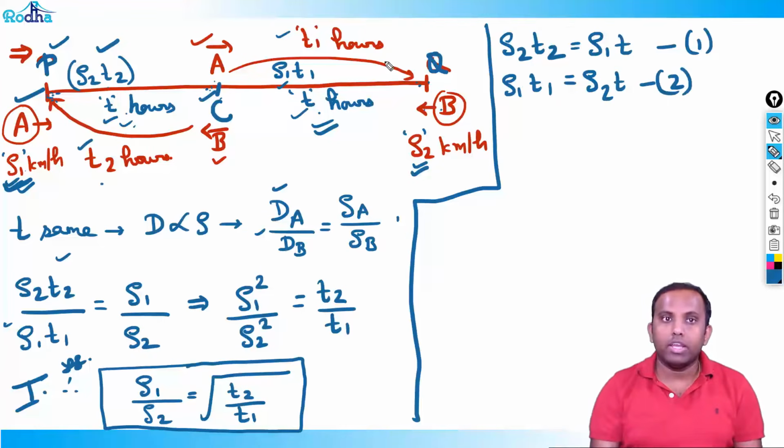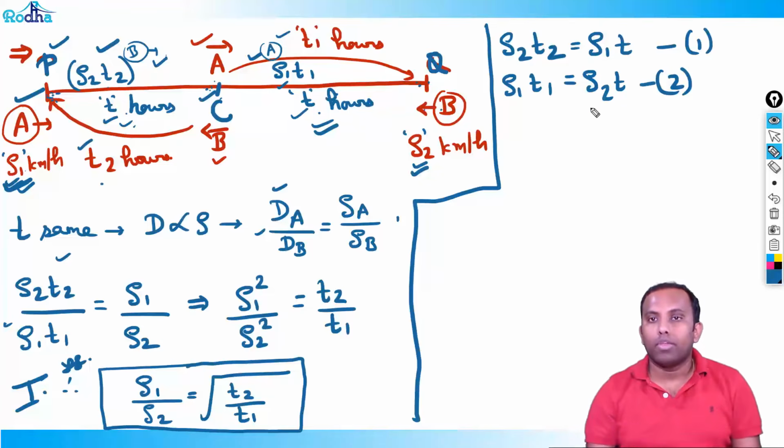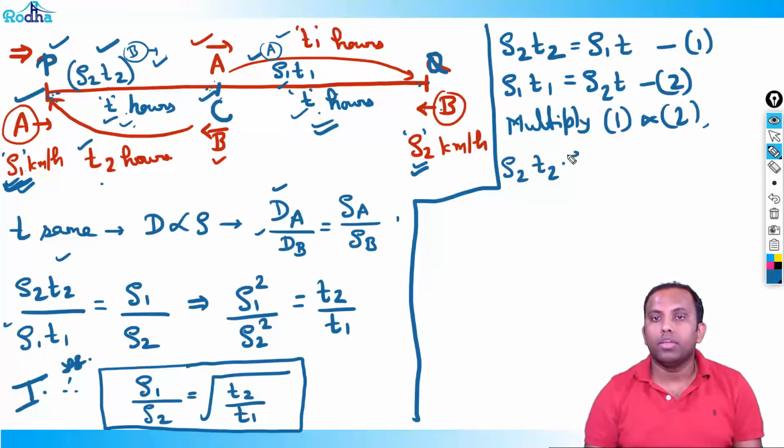So initially S1T1 and S2T2 are written in terms of B and A. This is written in terms of B and this is written in terms of A. In terms of A it is S1T, and in terms of B it is S2T. So both are equal. So I can multiply these two. Multiply 1 and 2. What you will get here? You will get S2T2 into S1T1 is equal to S1 into S2 into T square.